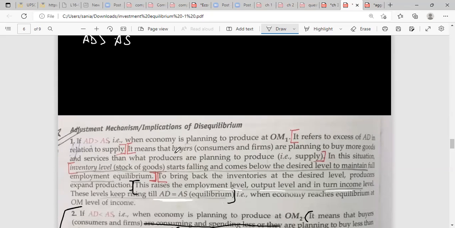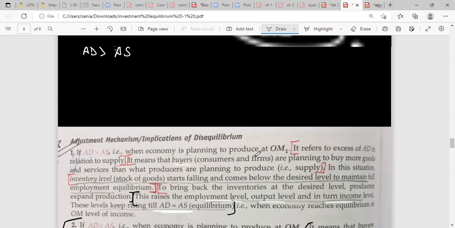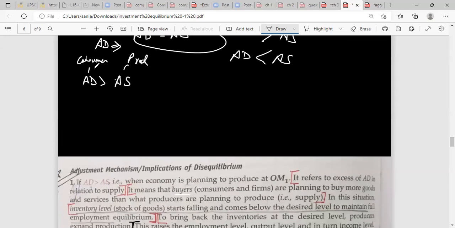So it means buyers or the consumers are planning to buy more goods and services than what producers are planning to produce. See, producers are producing less, but the consumers are planning to buy more. That's why they are demanding more, right? So for example, this is 100 and this is 50. Buyers are demanding 100 gifts, but the producer is planning that he will only produce 50 gifts, right?